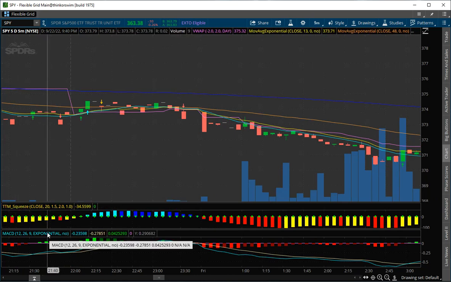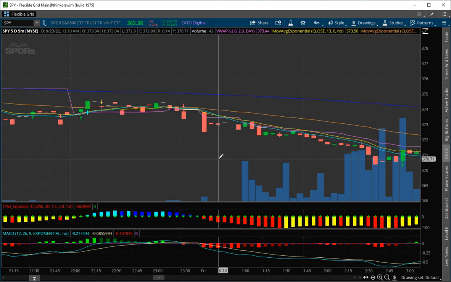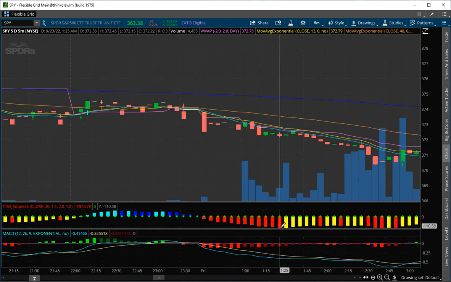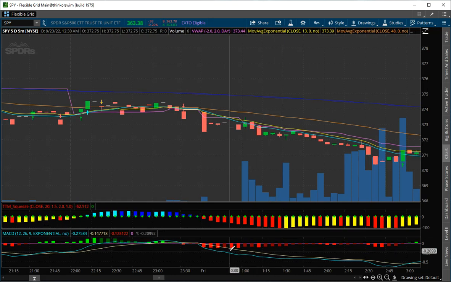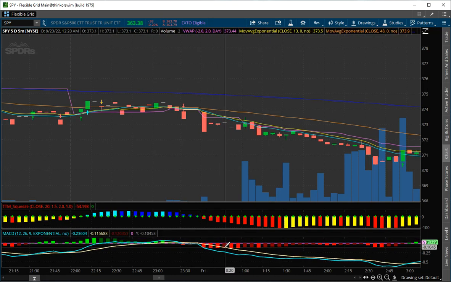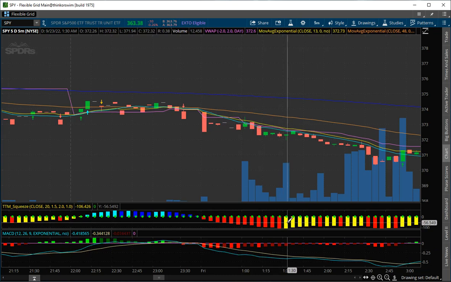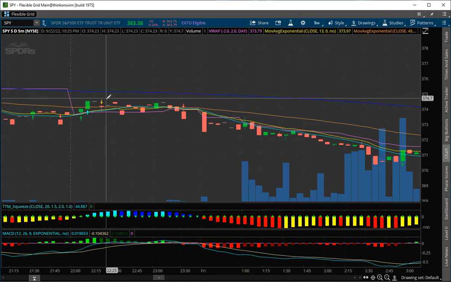MACD by itself is trash. TTM squeeze by itself is trash, right? Together, I found a way to read them as a team. First, I'll look at MACD to show me weakness, and then I'll wait for TTM squeeze to confirm it. A lot of the times, again, this is not an end-all be-all, but for those tops or bottoms where we're able to call the high of the day or the low of the day, it's because of this.